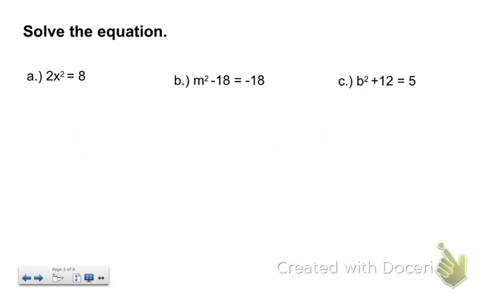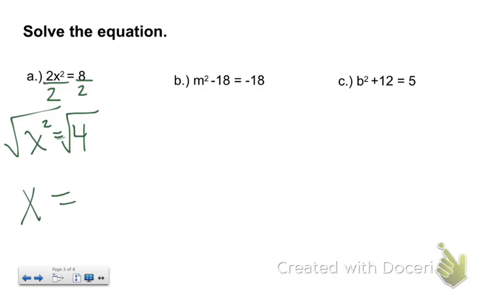Especially when there's no middle term, that's when taking the square root is really a good option. So here, in order to take the square root of x squared, I need to get it by itself first. So I'm going to divide by 2 on both sides. I get x squared equals 8 divided by 2 is 4. And now, to get just x by itself, I have to undo the x squared by taking the square root. Square root of x squared is x. And remember, the square root of 4 is both positive 2 and negative 2.